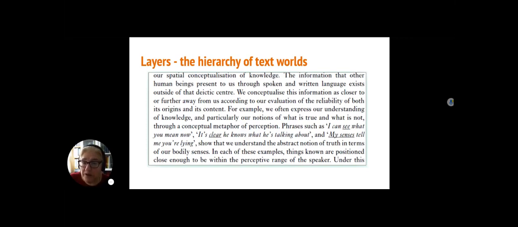Phrases such as, "I can see what you mean," "it is clear he knows what he's talking about," and "my senses tell me you're lying," show that we understand the abstract notion of truth in terms of our bodily senses. So we can see that the world of literature is, in fact, a transformation of sensory experience.